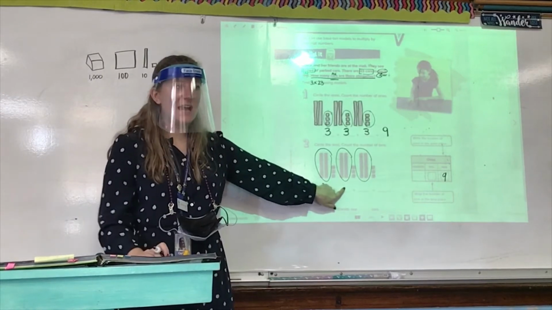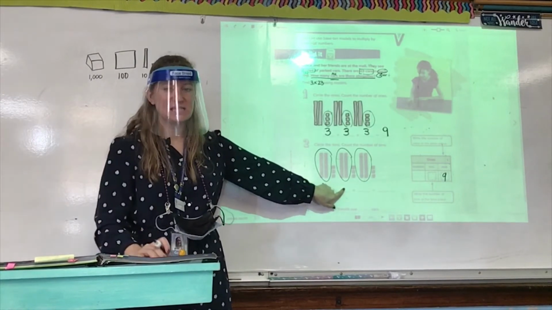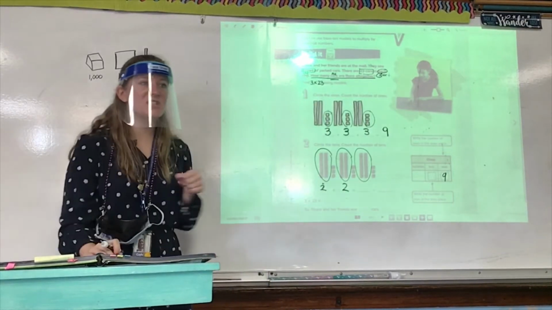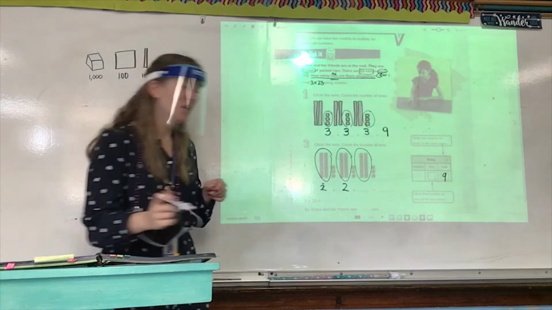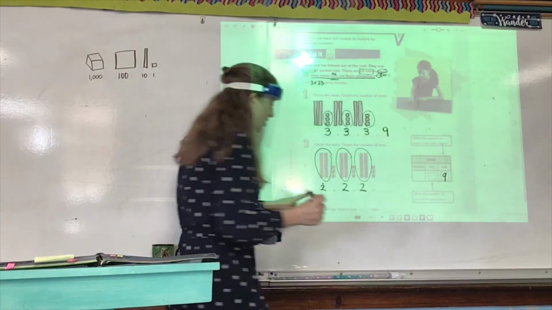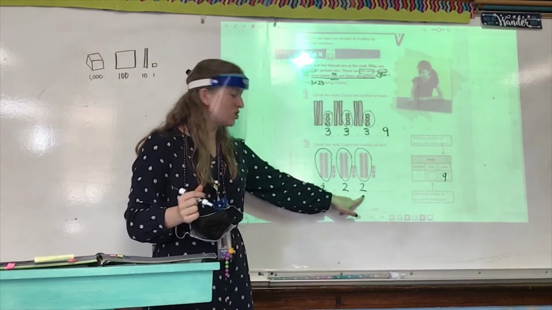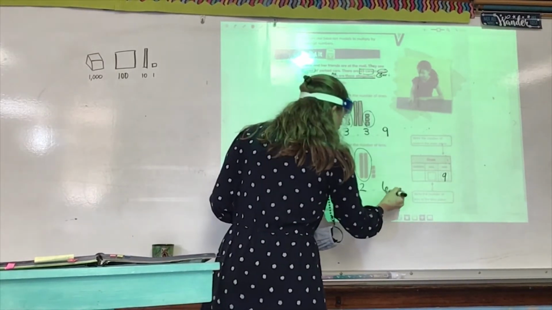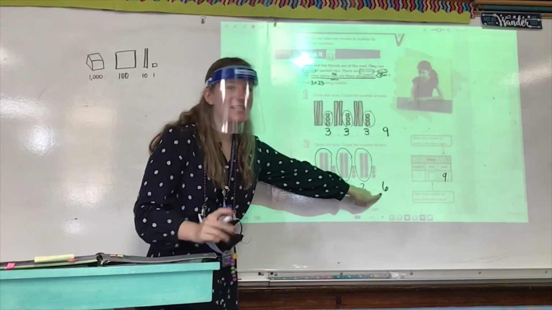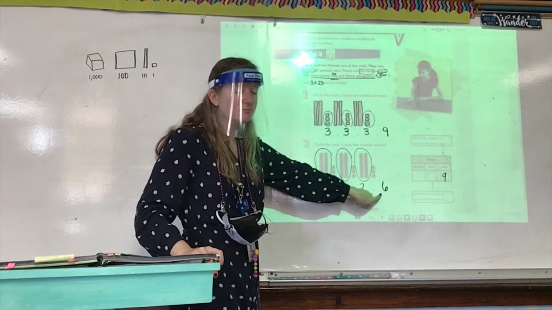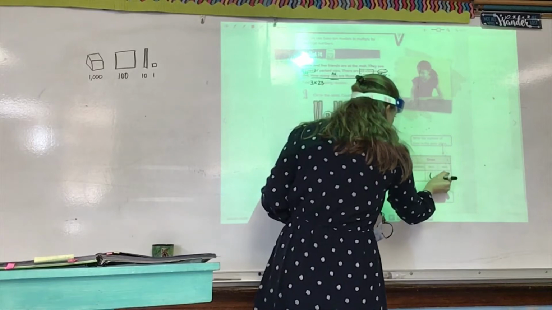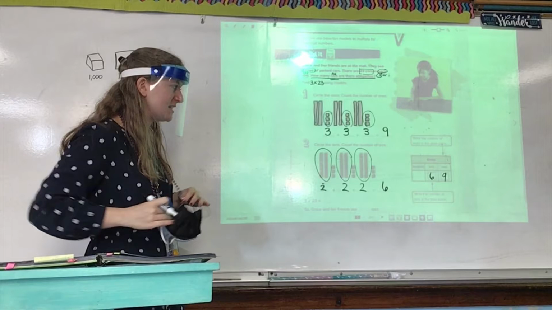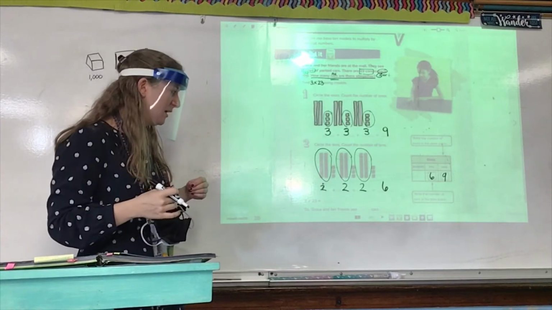How many 10 rods do I have in this second model of 23, class? 2. How many 10 rods do I have in this third model of 23, class? 2. 2 plus 2 plus 2 is what, class? 6. So how many 10s do I have, class? 6. So I'm going to put 6 in the 10s place in my place value chart.